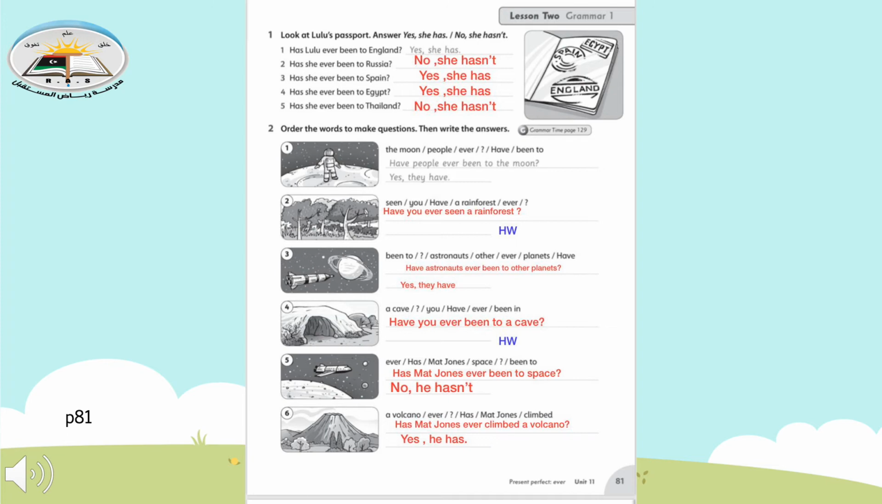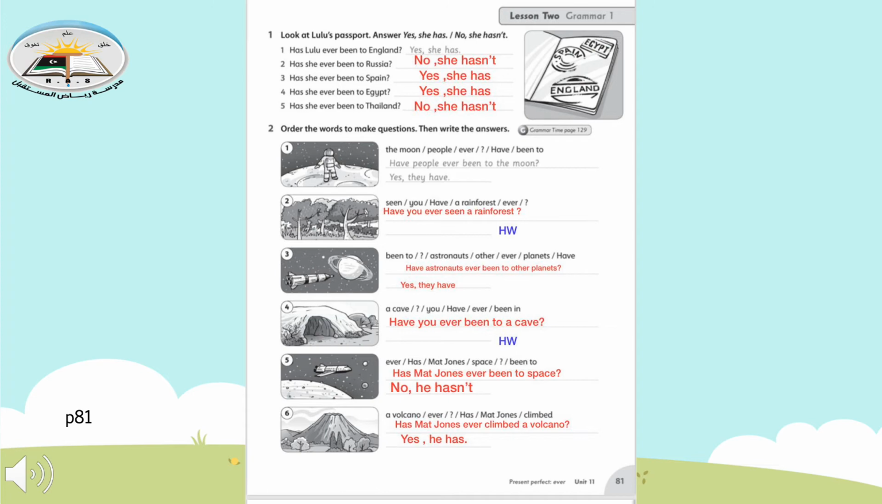Now number 2, order the words, make questions, then write the answers. Here we have scrambled words that we need to order to make questions, and then we're going to write the answers. Number 1 is already answered. The moon, people, ever, have, been to. The answer is, have people ever been to the moon? And then we need to answer the question. Yes, they have.